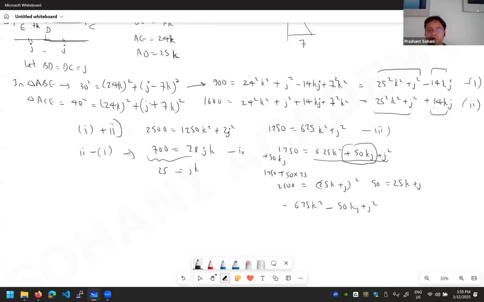So if I subtract 50 kj, then I'll get one more equation. And if you see, the left hand side is just 0 because 50 into 25 is 1250. So therefore, this is 25k minus j square. Taking the square root, I'm getting the second equation. So these are my two equations: 50 is equal to 25k plus j, and 0 is equal to 25k minus j. So now from this you can see that by solving, I'm going to get k is equal to 1 and j is equal to 25.